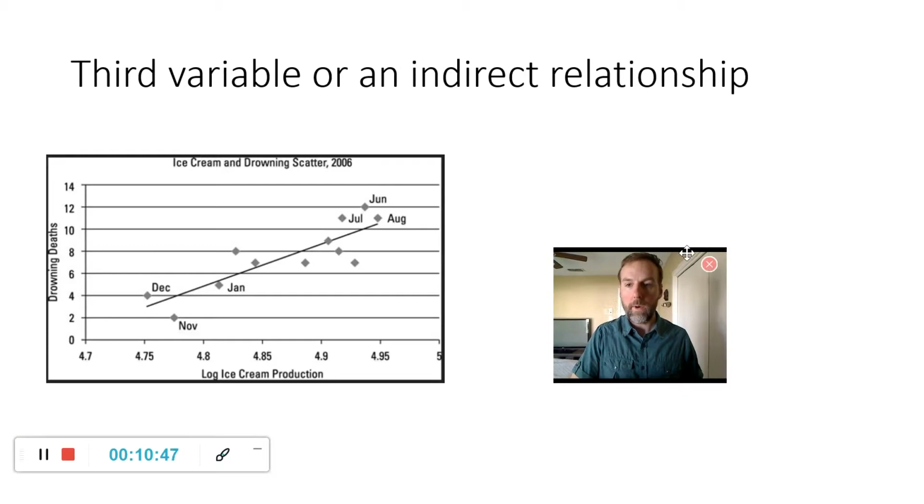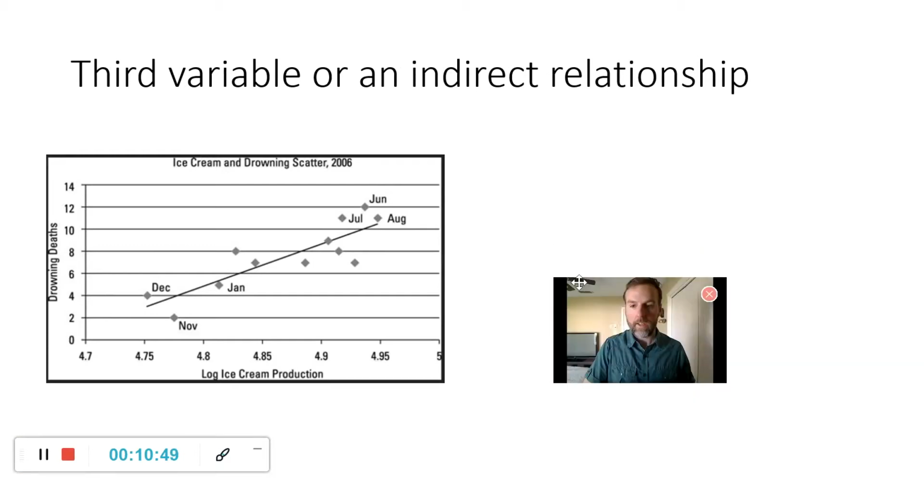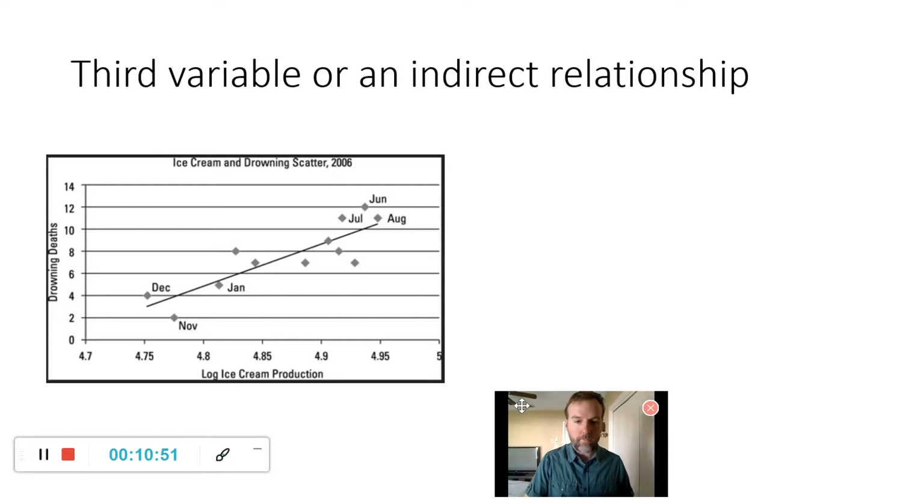So to make this point a little more humorous, let's look at this data set here. Here we're looking at the relationship between ice cream production and the number of drowning deaths. And when we look at these data, it looks like there's a pretty strong linear relationship. I don't have the exact correlation here, but it looks like we have a positive relationship between these two variables.